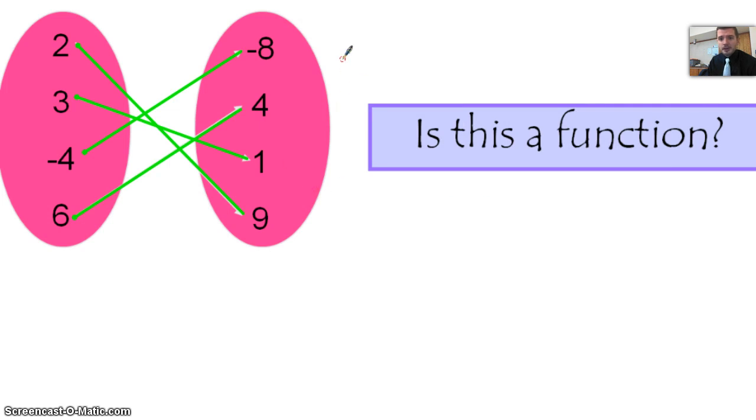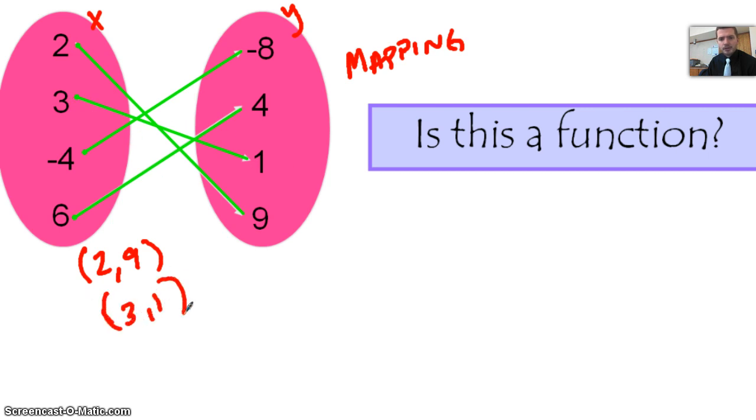The first one is called a mapping. A mapping is just a fancy way to display information. The side on the left is x, the side on the right is y. For example, 2 pointing at 9 would be the ordered pair (2, 9). So we've got 2 going to 9, 3 going to 1. I'll go ahead and write them out: (3, 1), (-4, -8), and then (6, 4).